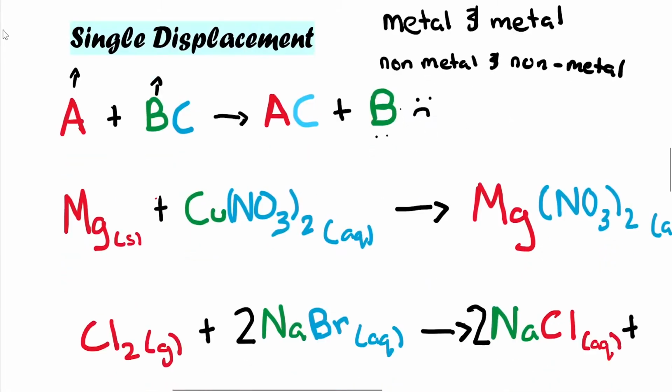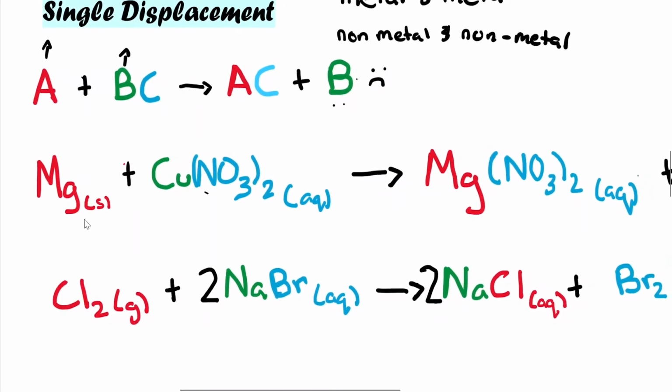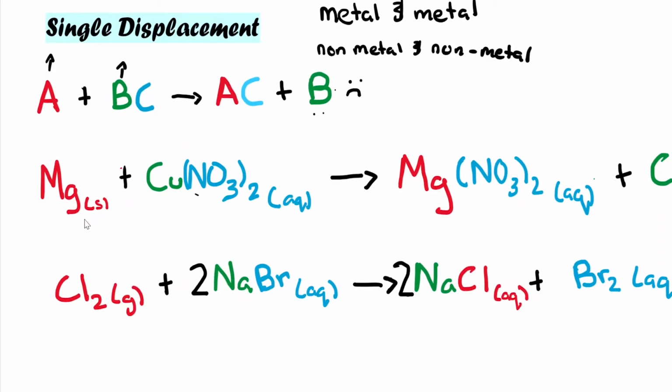So here we have, in the first example, we have magnesium over here on the side, and you have copper nitrate. And what's happening is that copper is a metal, but magnesium is the more reactive metal.